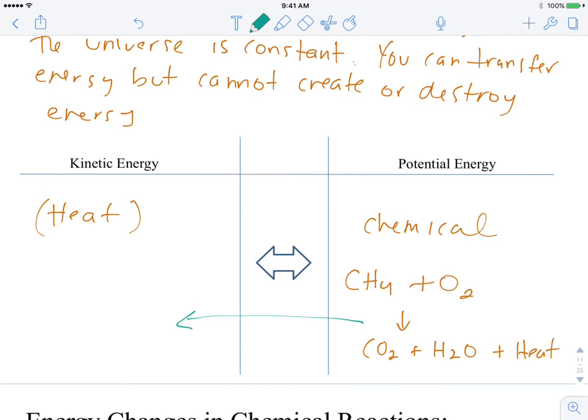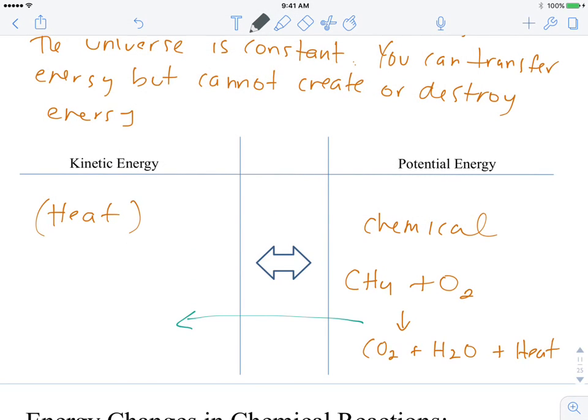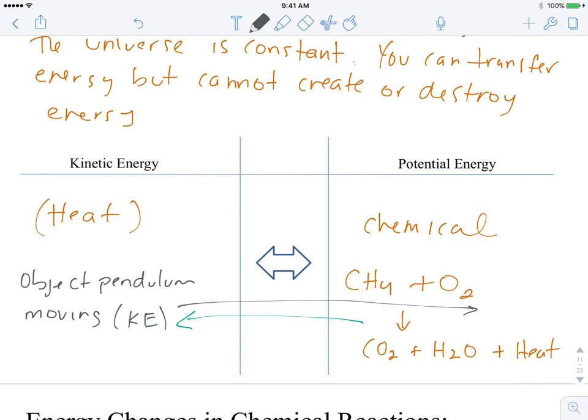I can do some physics examples too, in a different color here. Some physics examples where you have an object like a pendulum. This pendulum can swing back and forth, and when it's moving it has kinetic energy, but when it's stopped it has potential energy. If you don't know what a pendulum is, ask me tomorrow. I can do a demonstration for you with a pendulum.